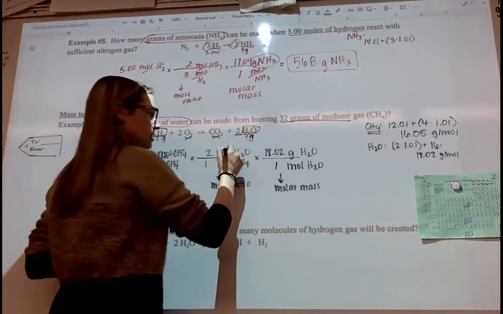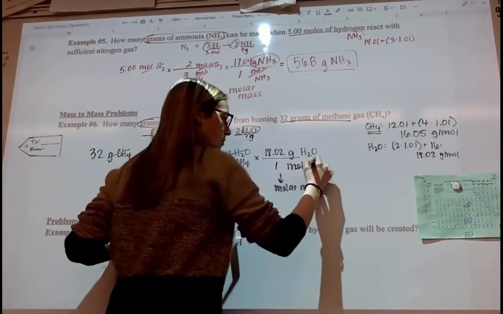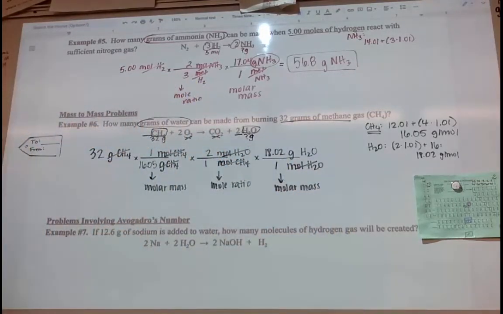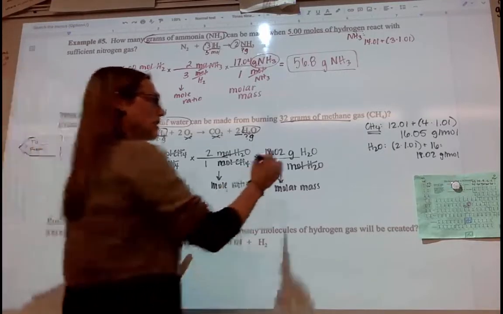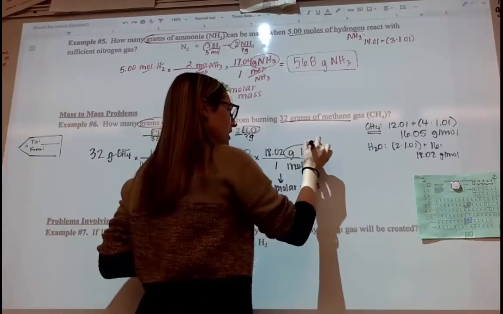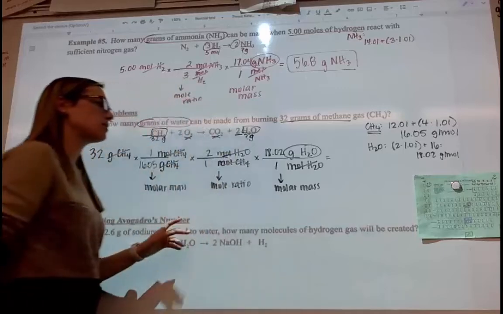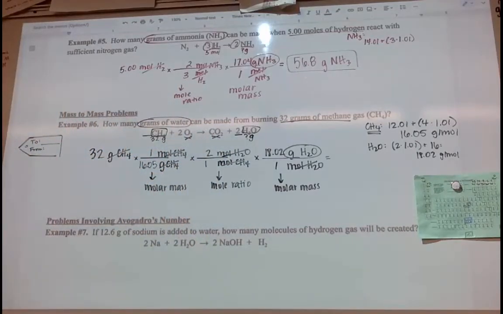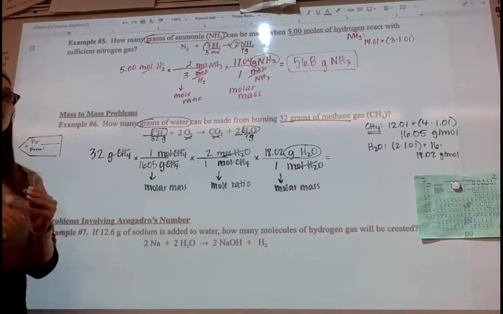Now again, notice how this cancels. Moles of water is on the top, moles of water is on the bottom. The unit that we are left with that we have not canceled is grams of water, which is exactly what the question asked us for. Example 6 would be one of the more difficult questions going grams to grams, because you have to go through all of the steps. You convert your given, you use the mole ratio, and then you have to convert back out.